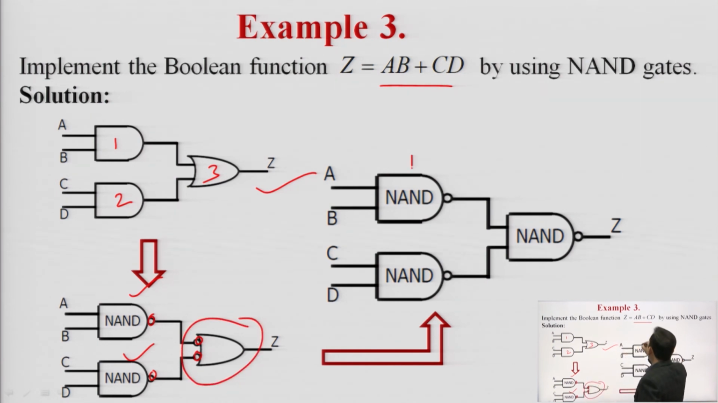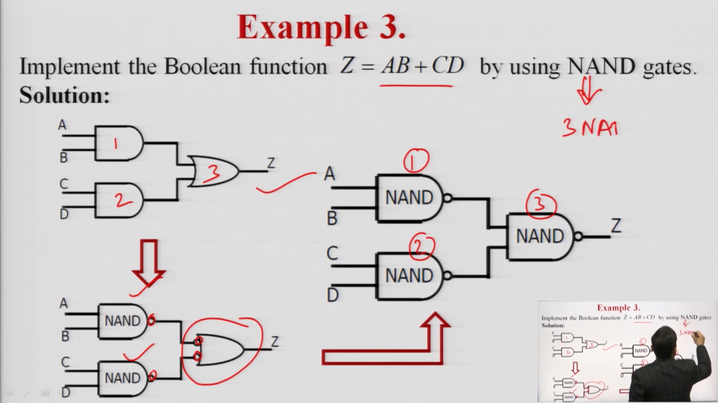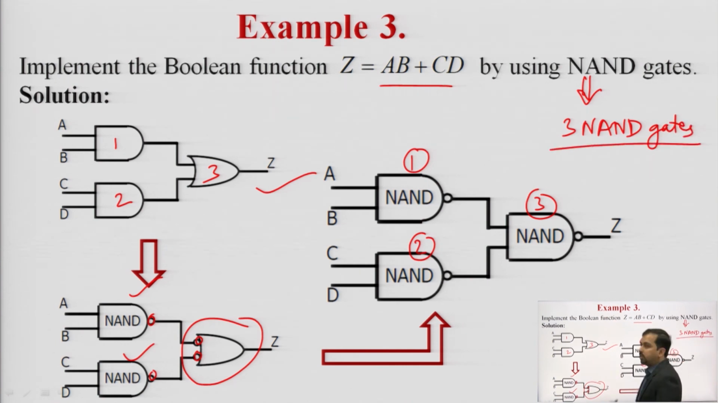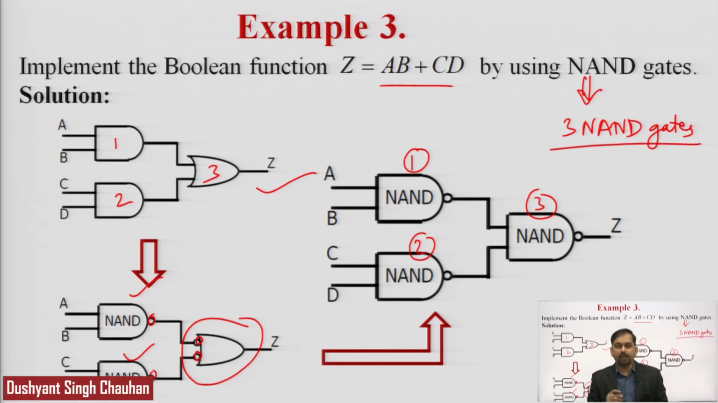So as a whole, how many NAND gates are required? Three NAND gates are required. In this way we use this bubble pushing technique to convert a Boolean function into its logic representation in the form of NAND gates and NOR gates.